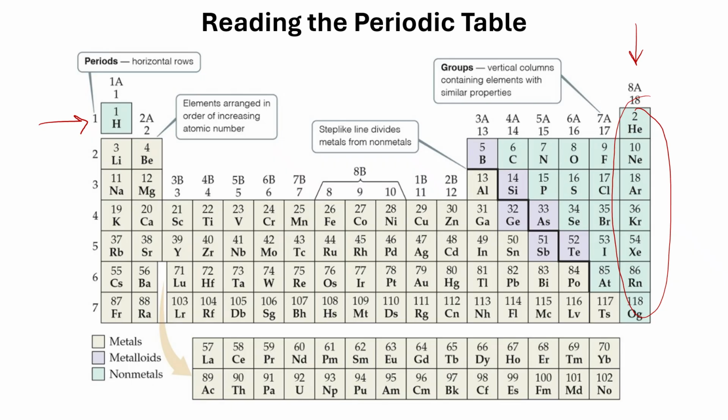And there is a color code, as you can see. The pale yellow color is for the metals. All the metals are located on the left side of the periodic table except hydrogen. And on the right side of the periodic table, the green color is for the non-metals. You can see there is a step-like line which separates metals from non-metals, and the elements that are sitting on this step are called metalloids.